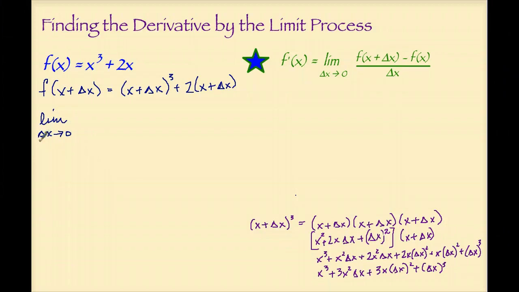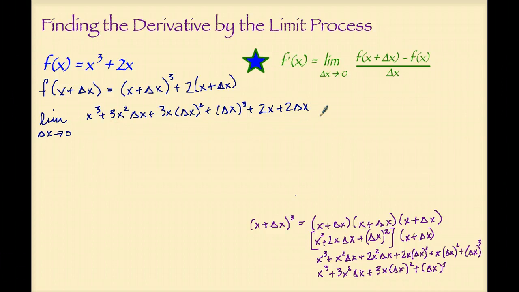Remember, eventually we want this distance to be 0. Of f of x plus delta x, which is going to be x plus delta x quantity cubed, that is x cubed, plus 3x squared delta x, plus 3x delta x quantity squared, plus delta x quantity cubed. And then remember, that's just x plus delta x quantity cubed. We also need plus 2 times x plus delta x, so I'll distribute that here. Plus 2x plus 2 delta x.